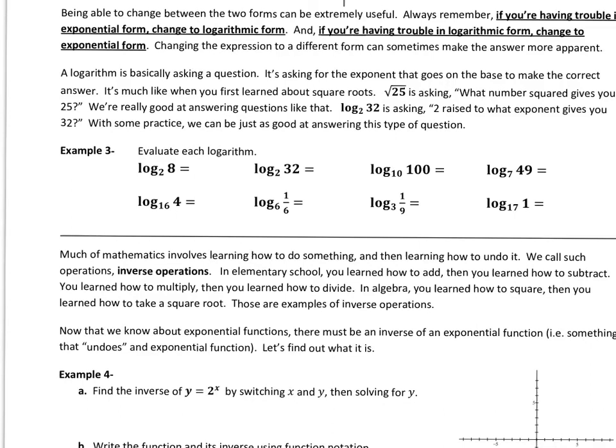Okay, so a log is basically asking a simple question. It's asking for the exponent that goes on the base to make the correct answer. So in other words, 2 to what power is 8? Well, that's 3. Or log base 2 of 8 equals 3. That's what it's asking. It's a lot like square roots. The square root of 25 is just asking what number squared equals 25. It's 5. So the square root of 25 is 5. See how that relates? So again, log base 2 of 32 is asking 2 raised to what power gives you 32?